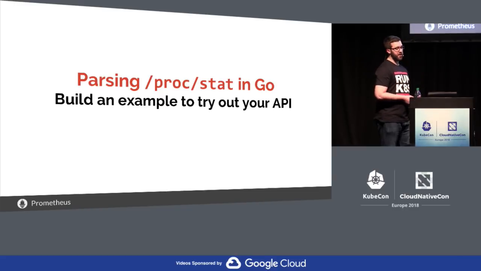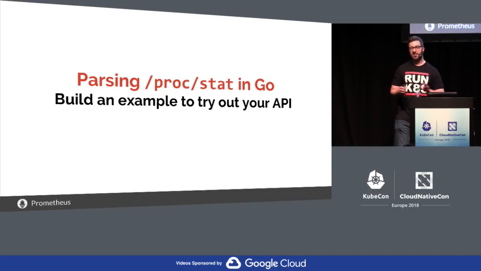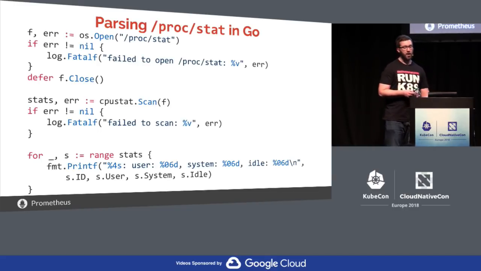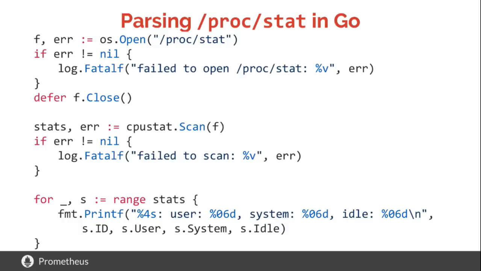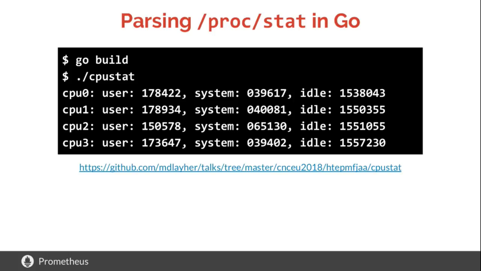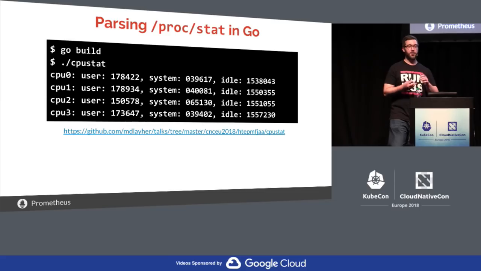Now that we've put this all together, let's build an example to try out our API and just see how it goes. We open a handle to procstat. We defer closing it to make sure that we clean up after ourselves, and we pass the file, which is an io.Reader, directly to our CPU stat scan function. If it succeeds, we're going to iterate over all of those structures and print them to the screen. And as you'll see, it seems to work just fine. Like I said, all of this code will be available in the slides as well as my talks repository, so check that out later if you'd like to see full examples.